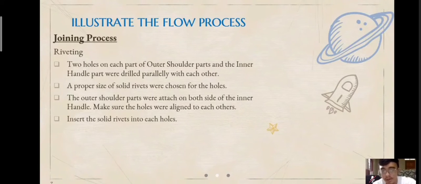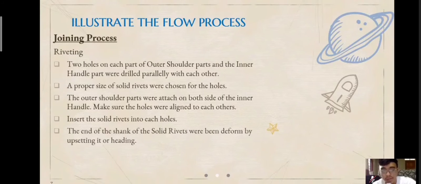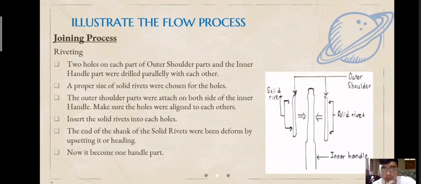Insert the solid rivet into each hole. The end of the shank of the solid rivet was then deformed by upsetting or heading it. You can do this manually by using a hammer or a pneumatic solid rivet gun. Now the parts become one handle part. This is the diagram for the riveting process.